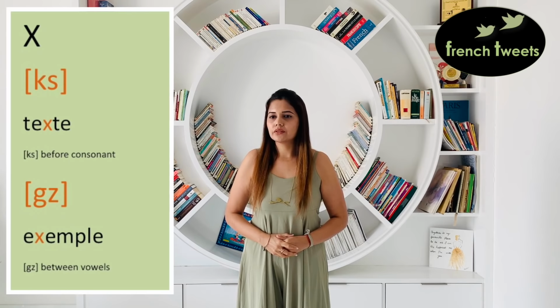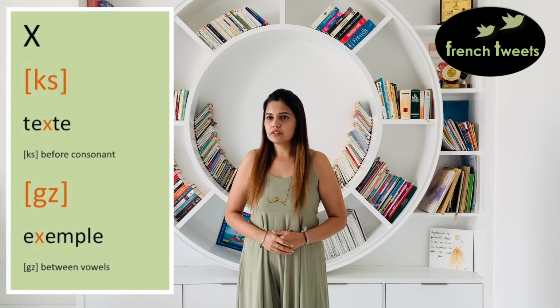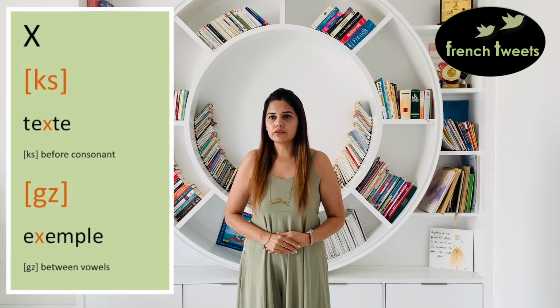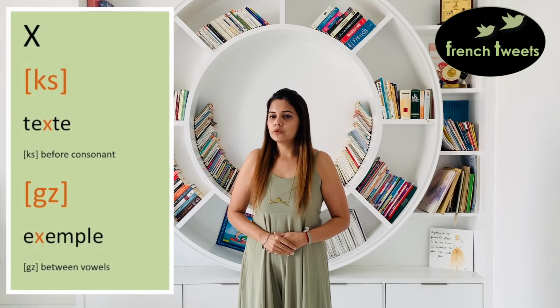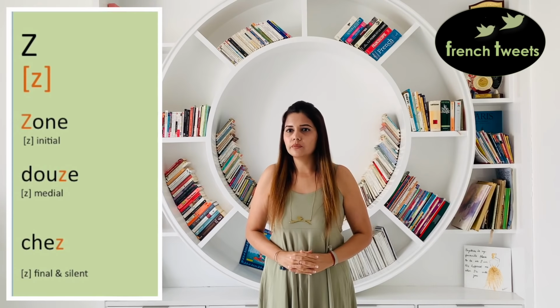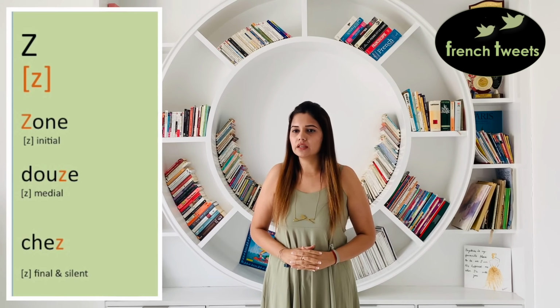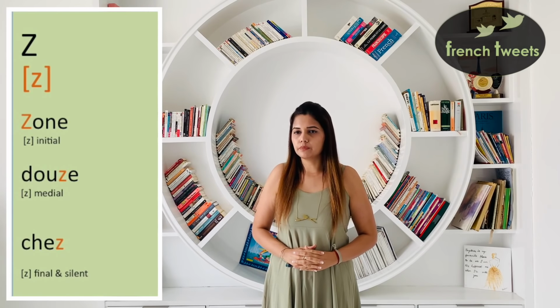L'alphabet X. Now it gives two different sounds when put before a consonant and when put between vowels. Now check the difference. Put before a consonant, texte. When put in between vowels, exemple. L'alphabet Z gives the sound of z. Zone, douze, and when put at the end, it becomes silent. Chez.